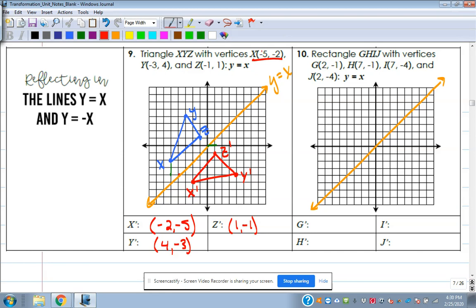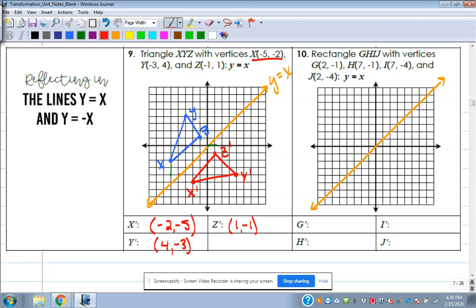X, original X was -5, -2. X prime, flip it around, -2, -5. Original Y was at -3, 4. New Y prime is flip it around, 4, -3. When you're reflecting across Y equals X, yes, that's the ordered pair shortcut. You see what I'm saying? It does make it a lot easier if you do the shortcut with the ordered pairs. But again, emphasis on the distance away from the reflection line.